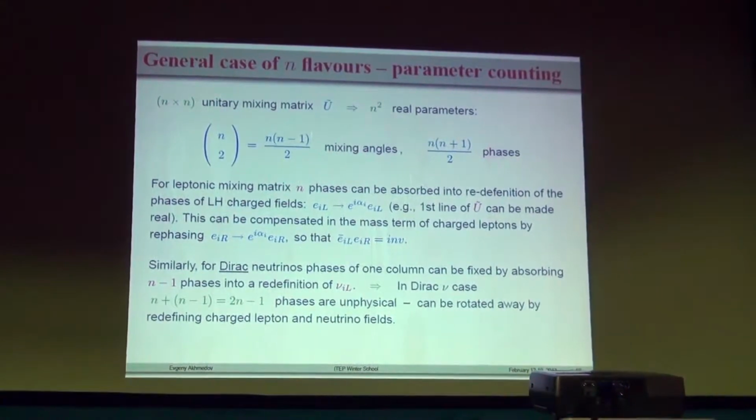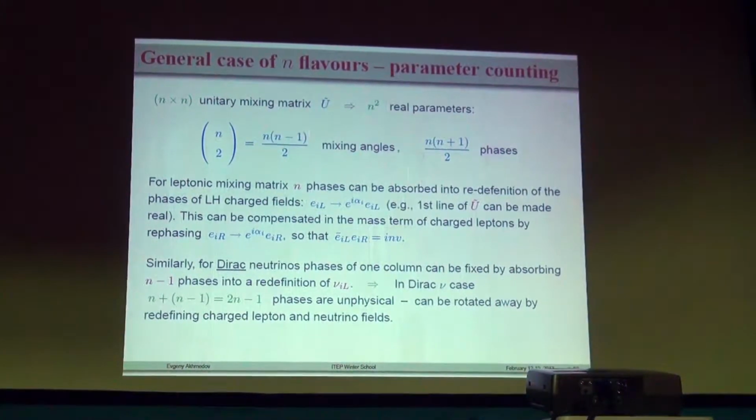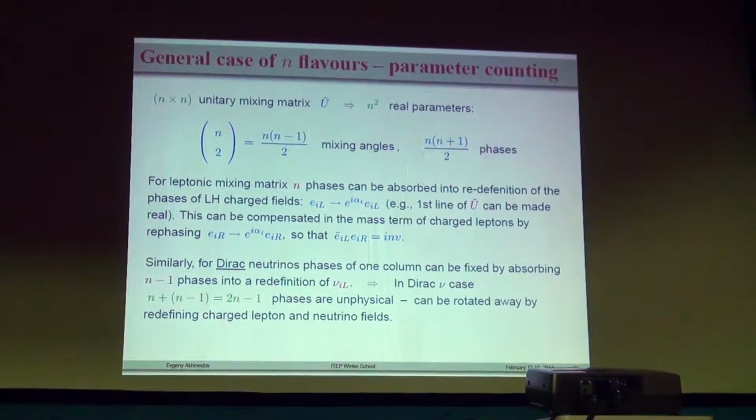Why is it so? Every mixing angle describes rotation in one plane, which is given by two axes. Therefore, the number of selections of 2 out of n is just the binomial coefficient, which is n times n minus 1 over 2. And of course, the remaining are just the complex phases.